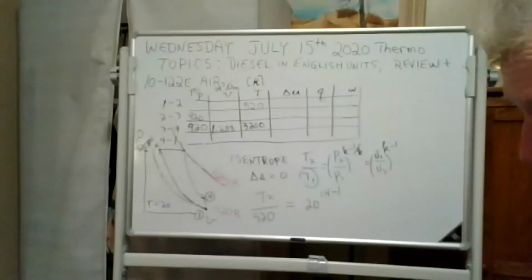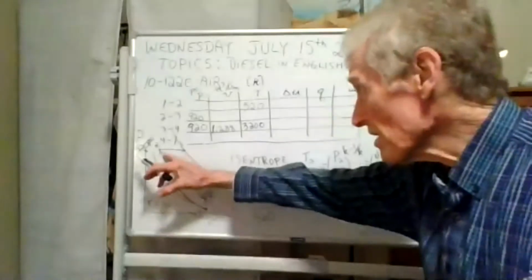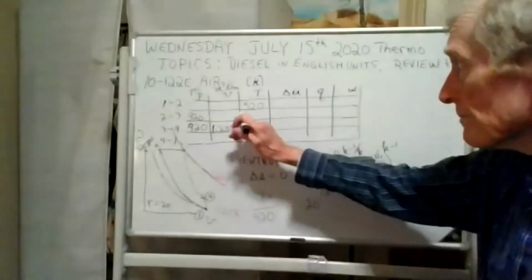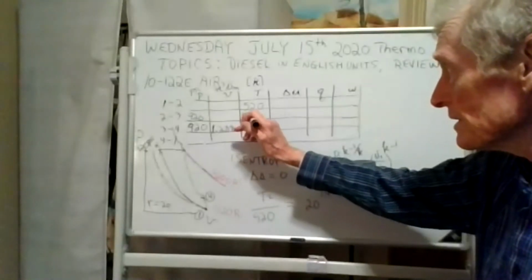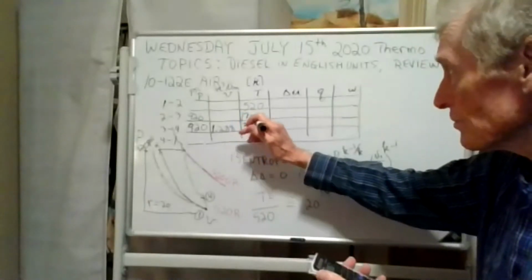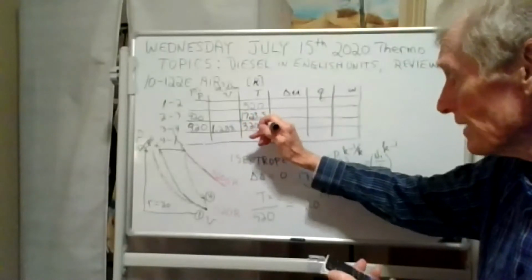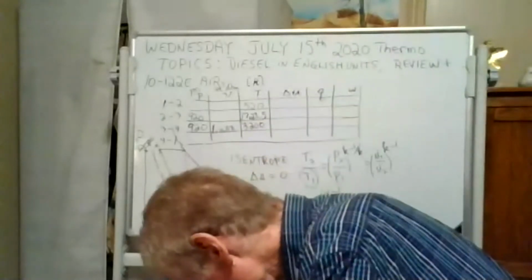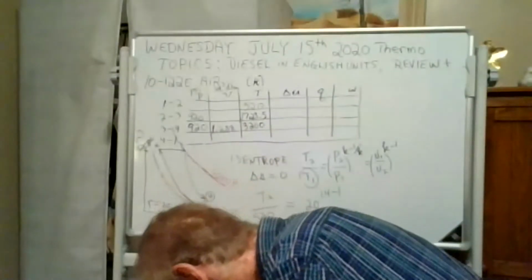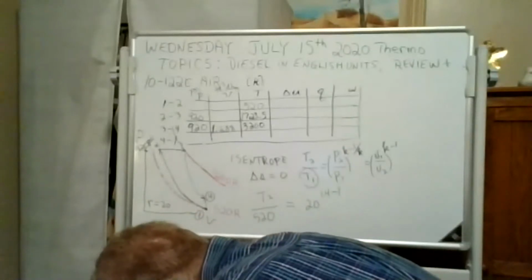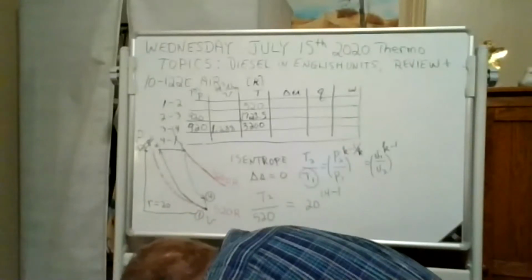Well, I did that. I get a humongous number. But I can't help it. Well, it gets hot. This is a diesel engine, and they do get hot. I'm getting 1723.5 Rankine. Pretty hot. Sounds hot to me. Wonder if that's what I got.